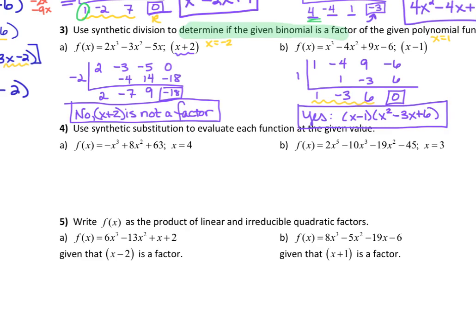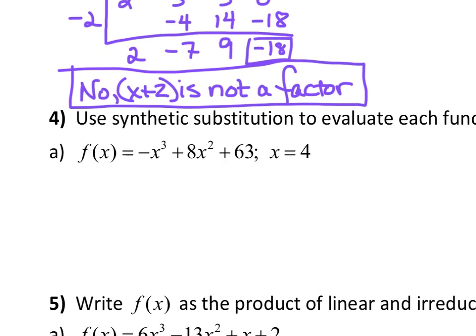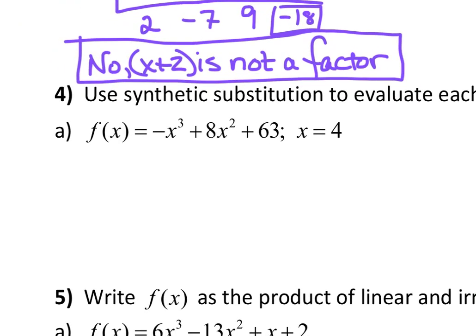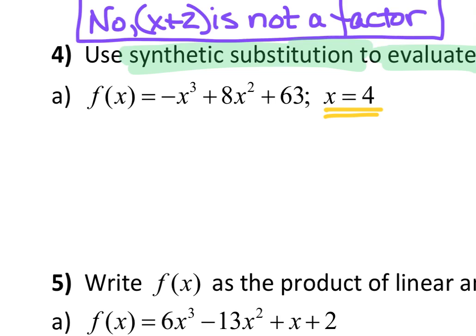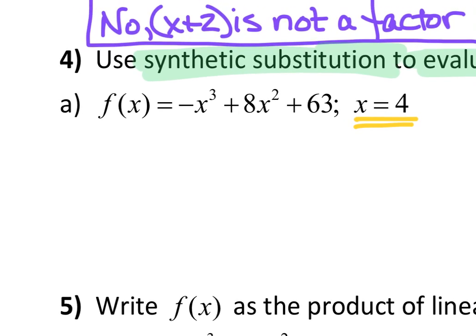Now, for number 4, using synthetic division for evaluating a function, we like to call that synthetic substitution. It's still just synthetic division, and you're, again, dividing by this number. Don't change the sign this time because you're dividing by exactly x equals 4. Notice that you're missing an x term, so you're going to need to use a 0 here. And so my coefficients are -1, +8, 0x, and 63.